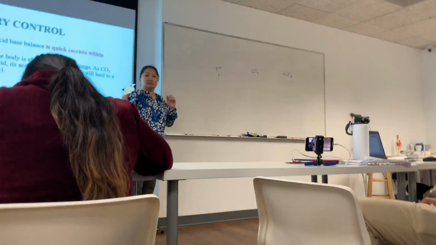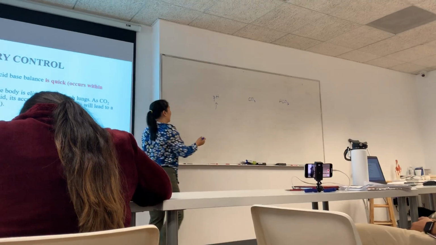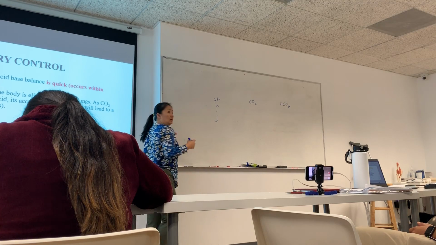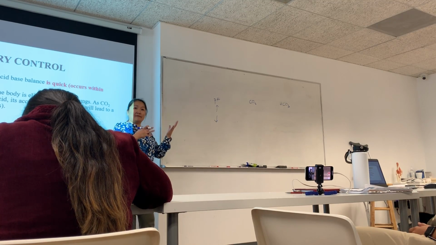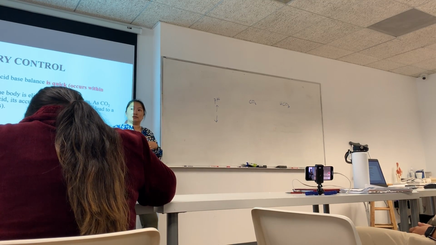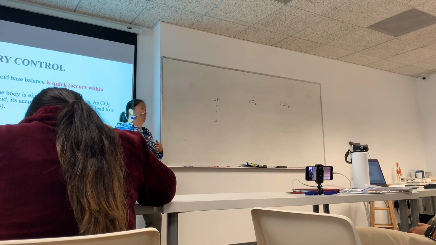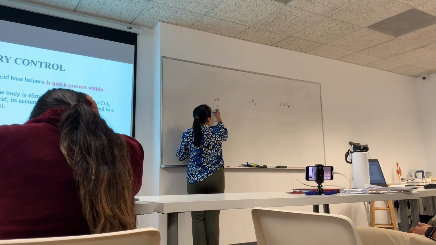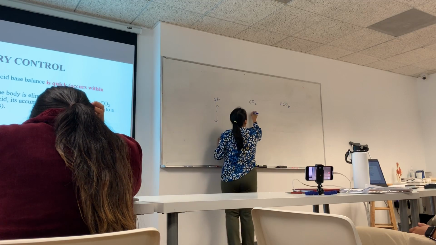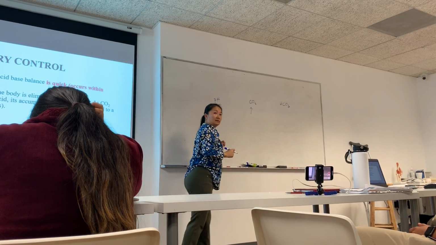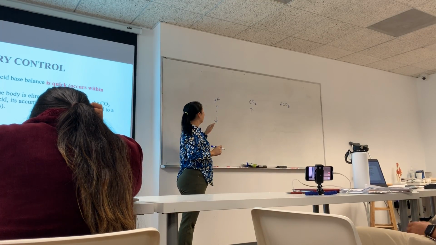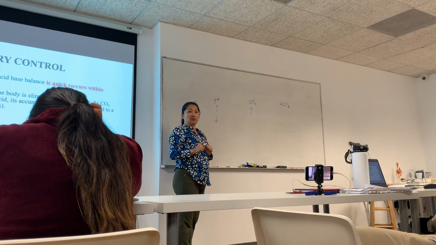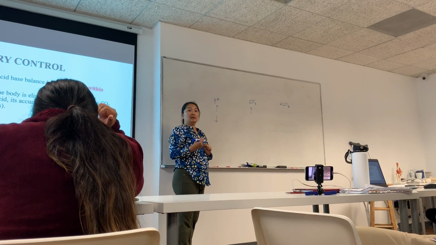If the pH is high, we call it alkalosis. If the pH is low, we call it acidosis. And then you have to figure out, is the alkalosis or acidosis due to a respiratory cause or not? So for instance, let's say the pH is high and the CO2 is high. Is the high pH due to the high CO2? No. So therefore, this is not a respiratory cause, so this is a metabolic cause.